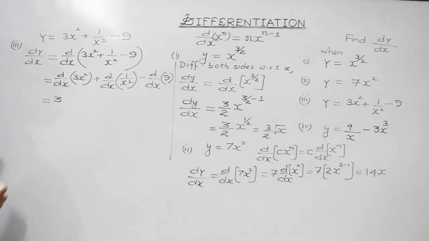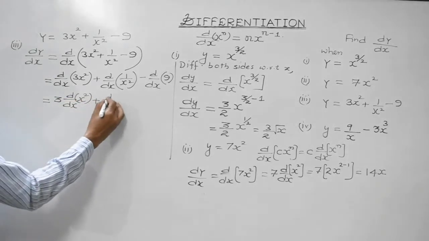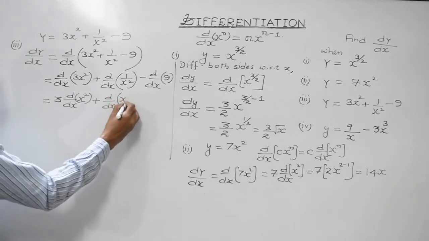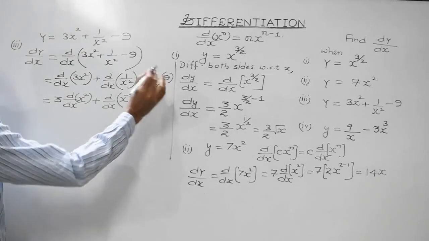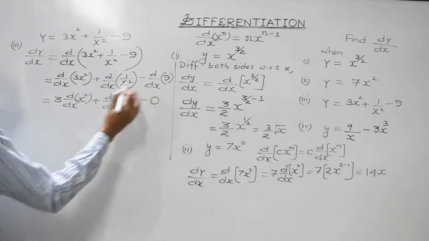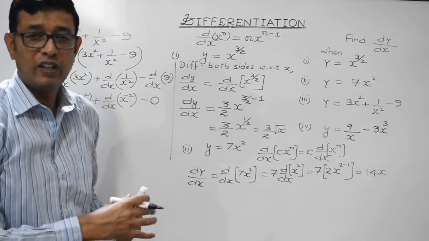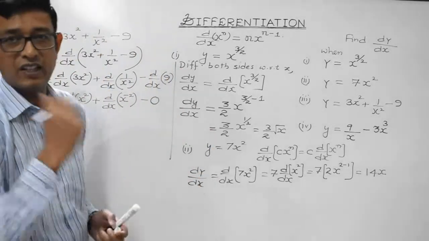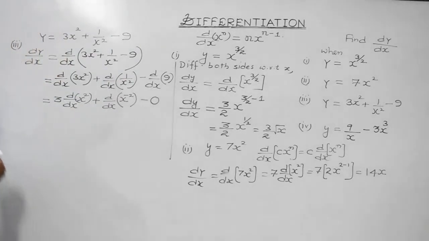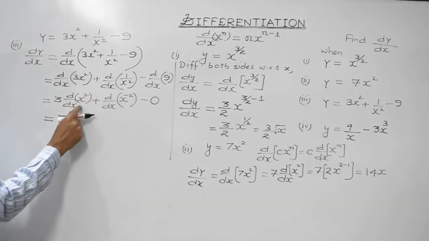3 can be taken outside the differentiation, right? So it can be written as d by dx x square plus d by dx 1 by x square, which can be written as x to the power minus 2. And students, differentiation of constant, it is constant, so it will be 0. Differentiation of constant is 0. Differentiation is always of a variable with respect to some other variable on which the first variable depends, right? So 3 times differentiation of x square with respect to x.